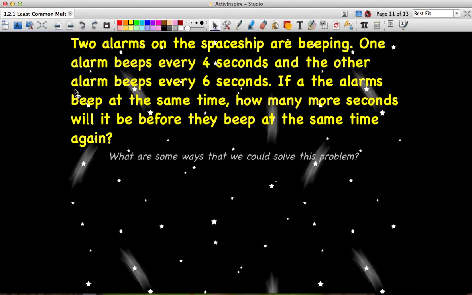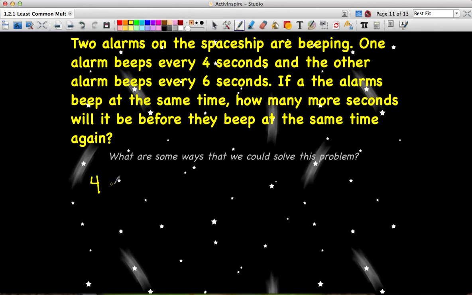All right, so where would we apply this in real life? I kind of went with the spaceship theme here. Two alarms on the spaceship are beeping. One alarm beeps every 4 seconds and the other alarm beeps every 6 seconds. If the alarms beep at the same time, how many more seconds will it be before they beep at the same time again?